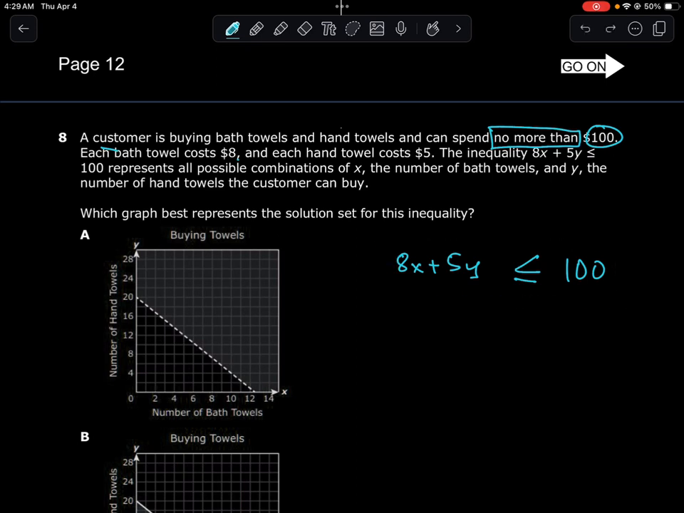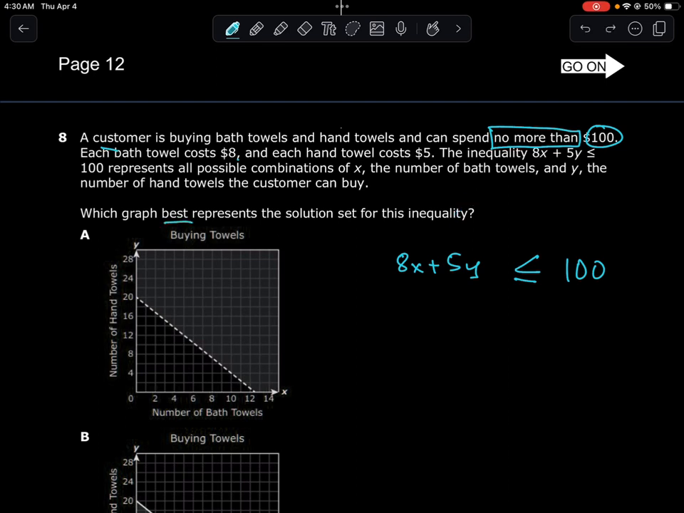Now, at the same time, this problem gives me the inequality 8x plus 5y less than or equal to 100. So I wouldn't have to think really hard what the inequality is, but there could be another problem that doesn't give me the inequality, and then I would have to think what the inequality is. So it's good to know how that's related. Okay, represent all possible combinations of x, the number of bath towels, and y, the number of hand towels. And, okay, now let's see. Here's the question. What is it asking me?